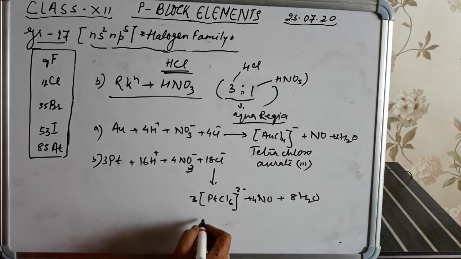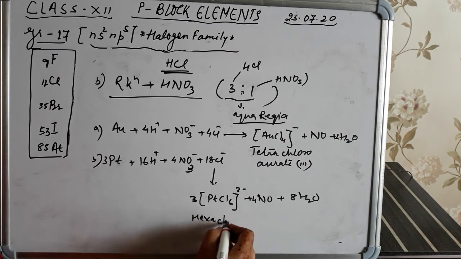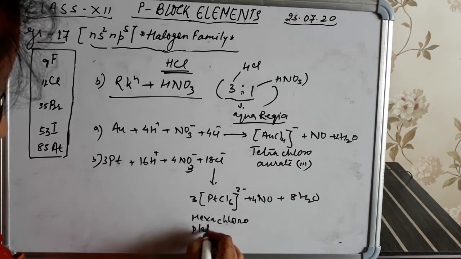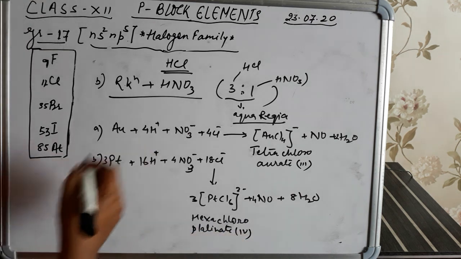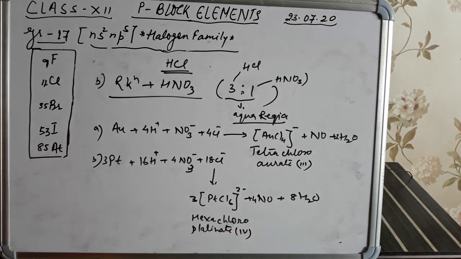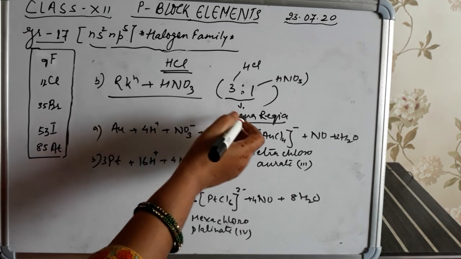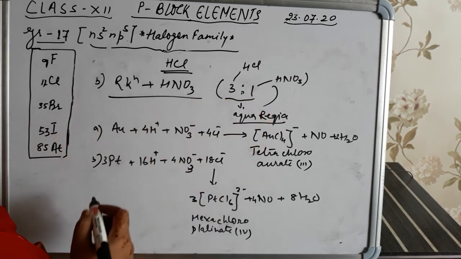So the compound formed is hexachloroplatinate(IV). This is the property of hydrogen chloride, students. It can dissolve noble metals also, by making aqua regia in the 3:1 ratio.